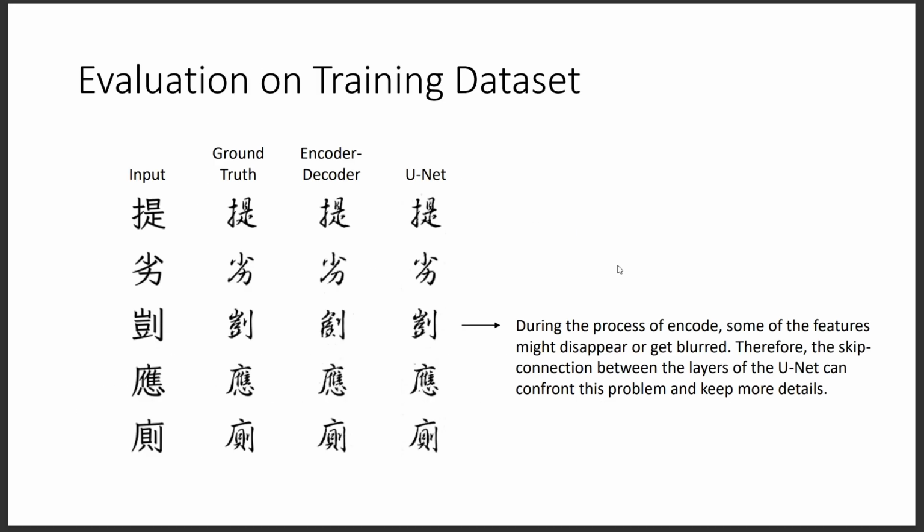Here are some samples from the training dataset. We can observe that for the encoder-decoder structure, during the process of the encoding, some of the features might disappear or get blurred. Therefore, the skip connection between the layers of the UNet can confront this problem and keep more details.